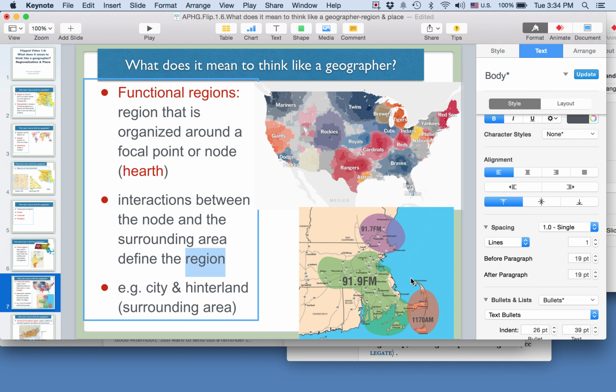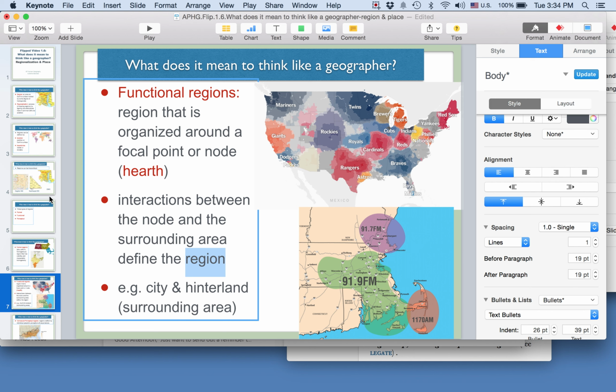Other examples, newspaper delivery. You got a node from where the newspaper is created, and the area that it's delivered to, right? You can't necessarily get the Washington Post in the middle of Montana, right? There's typically a functional region associated with that. You can, but it's far more expensive. Another example, radio stations, newspaper delivery regions, schools can serve as a functional region. City rec centers would serve as a functional region. You got a node and the area that it's served.